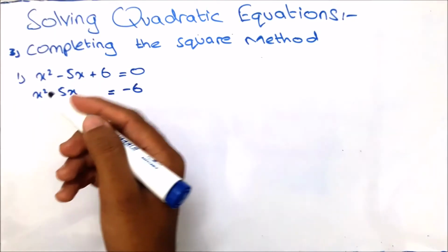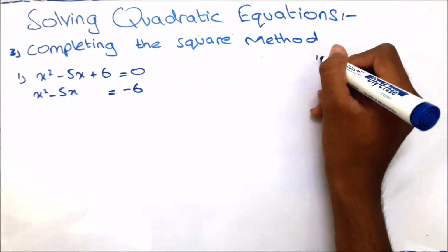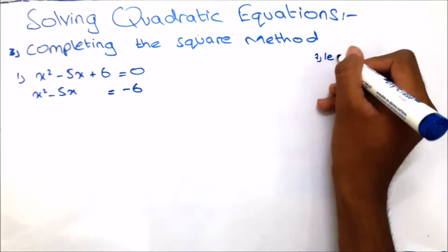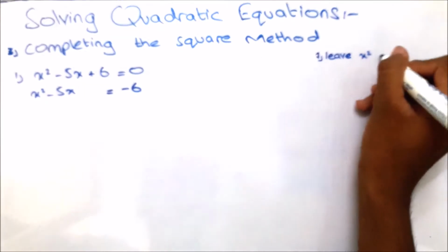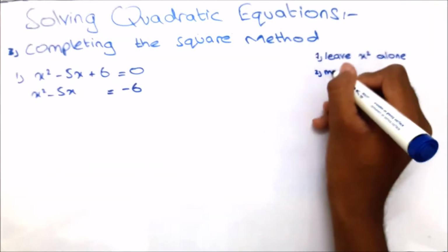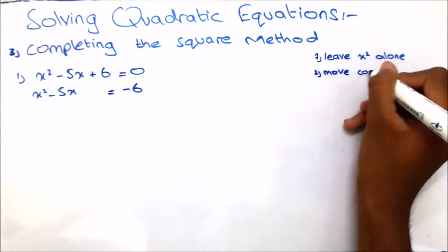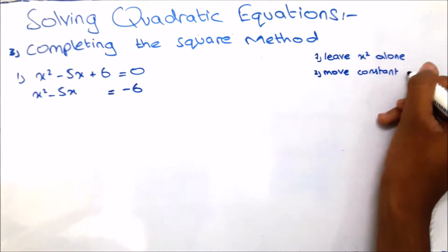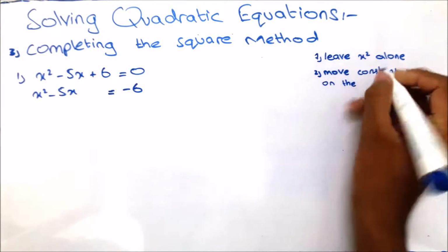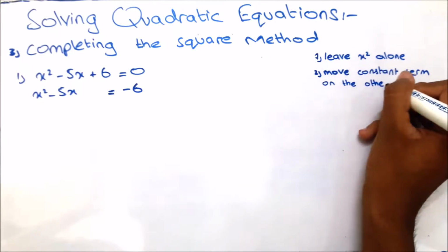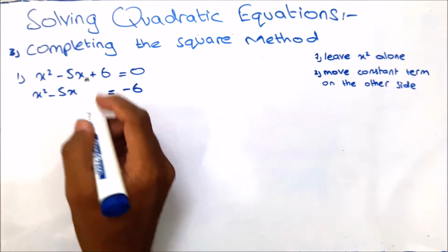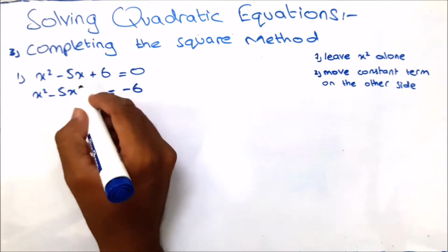Okay, I'll just write all the steps you need to consider. Number 1, leave x squared alone. Number 2, move the constant term to the other side. Okay, when we are done with this, now we will move to this part.